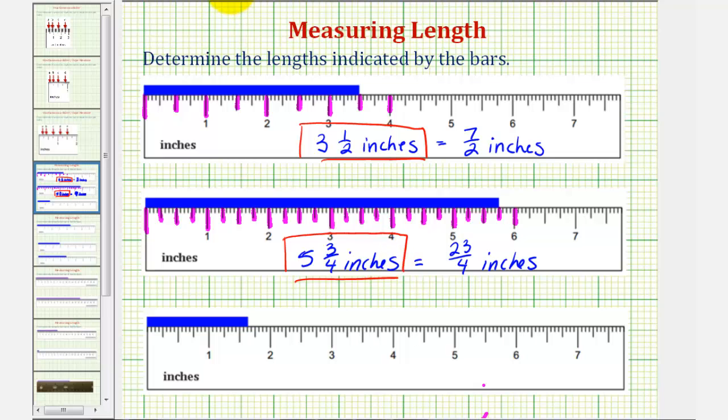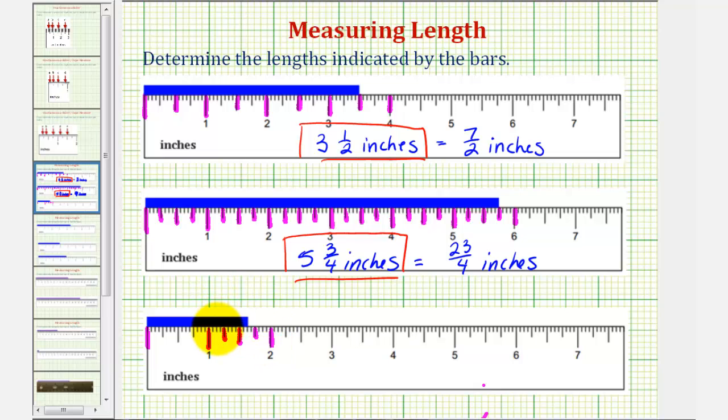Now let's take a look at our last example. Again, we're going to start here. So we have 1 inch, and I need to partition the length from 1 inch to 2 inches into smaller partitions. We can first make partitions of 1/2 an inch here, and then 1/4 of an inch here. Notice how we still cannot determine the exact length unless we cut each of these partitions in half.